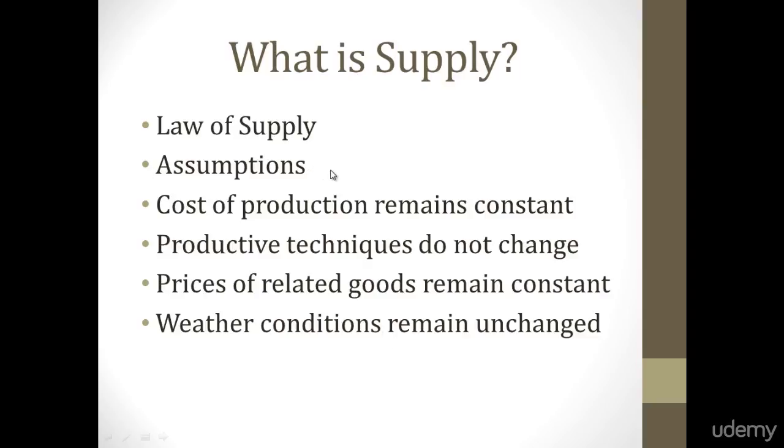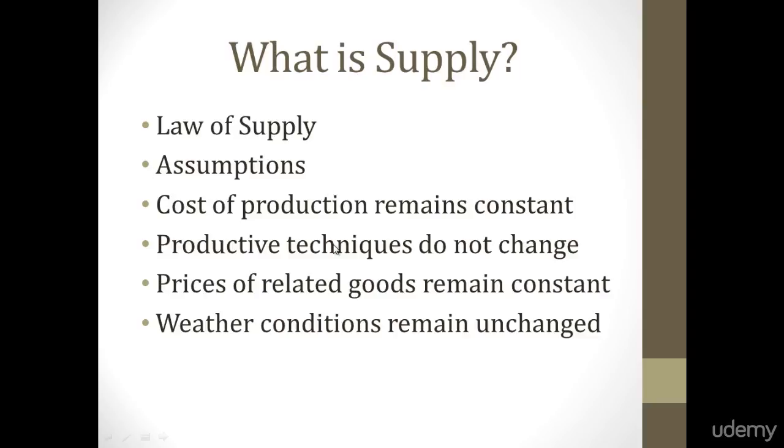What is the assumption of supply? First is cost of production remains constant. It is assumed that cost of production remains constant. If cost of production decreases, the supply of the commodity increases at the same price and vice versa. So, in this way, this law will not be applied.